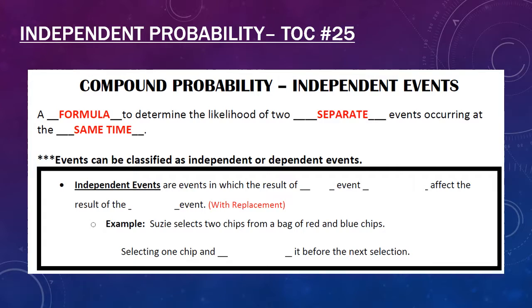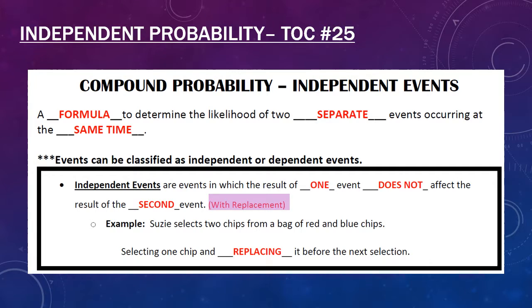So today's lesson is on independent events, and these are events in which the result of the first event does not affect the result of a second event. So with all compound probability, of course, you're going to be doing one thing and then following it up with a second one. The key word here, and you'll want to highlight it, is with replacement. So this is things like Susie selecting 2 chips from a bag of red and blue chips. What is the probability of her selecting one chip and replacing it before she selects a second chip? Since she's putting it back in the bag, the number that's in the bag didn't change, so it's independent.